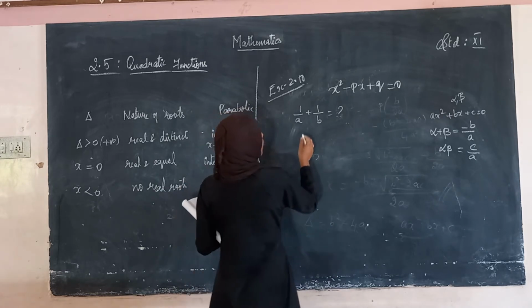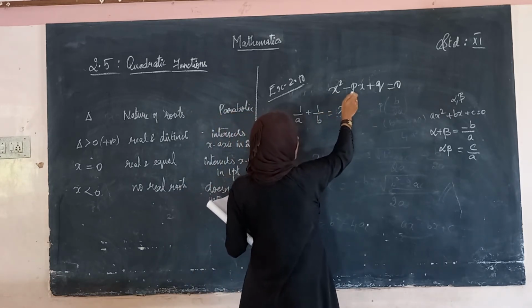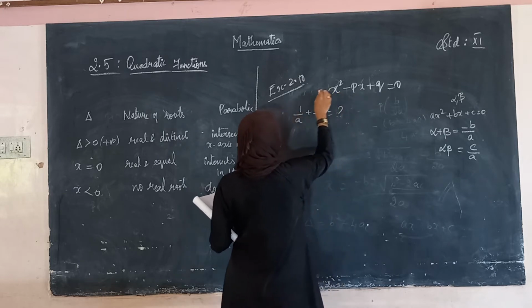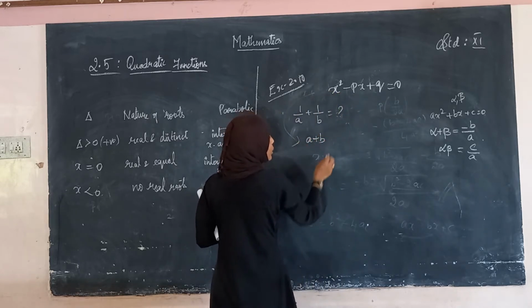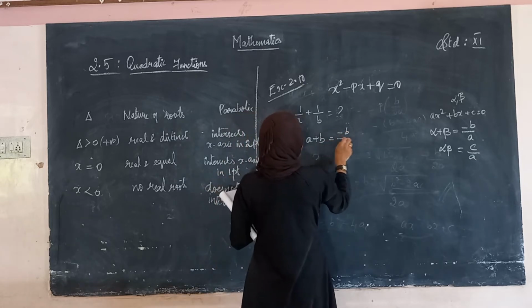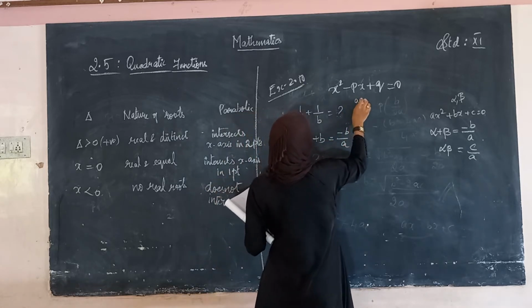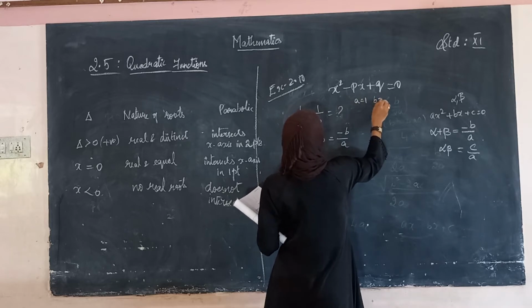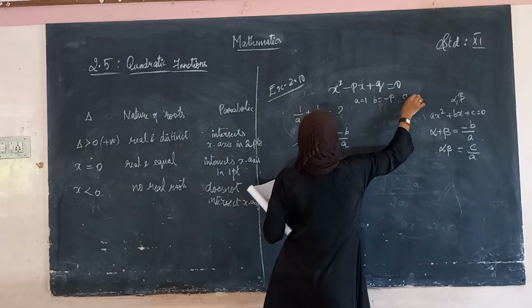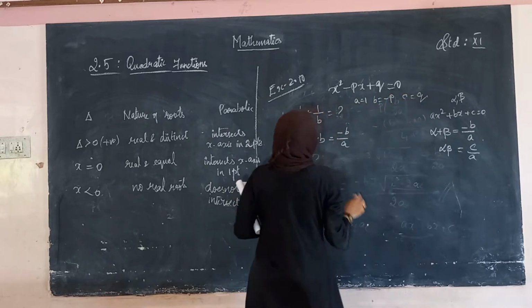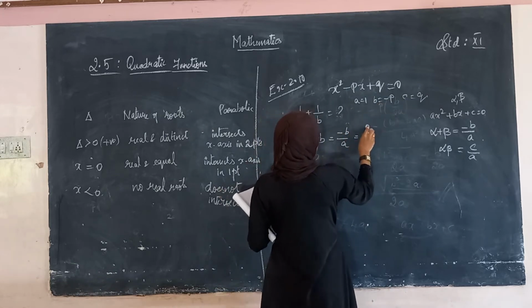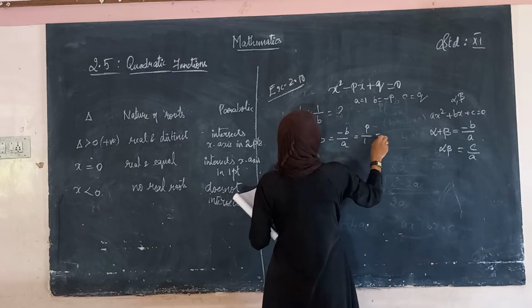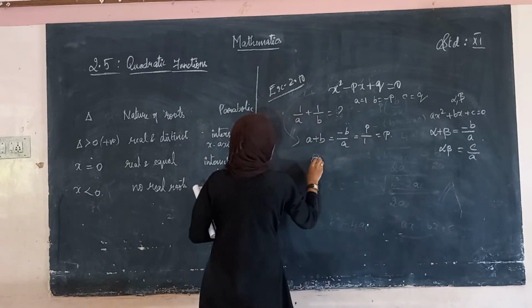Okay, now since they have given that a and b are roots of this, from this we can write a plus b, that is the sum of the roots, is equal to minus b divided by a. Here a is equal to 1, b is equal to minus p and c is equal to q. What is the value of minus b? Minus of minus p is p, divided by a, which is 1. So a plus b is p, and what is a into b?